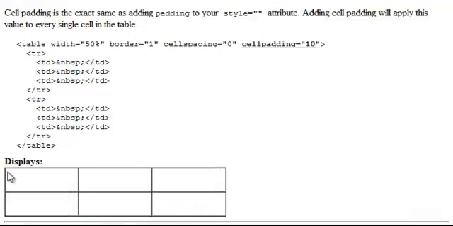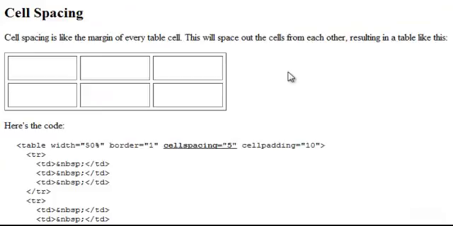The cell padding, again, is the padding on the inside of every border where I'm moving my mouse here. And that will be in pixels. We don't write pixels because the browser automatically assumes that. Now cell spacing is like the margin of every table cell. This will space out the cells from each other, resulting in a table that looks a little more spread out, kind of like you're looking out of a window.